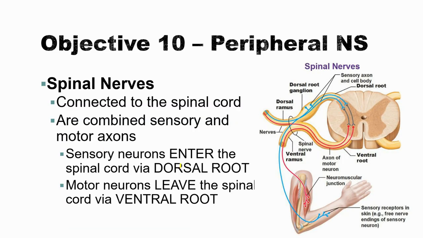All right, and the last thing we're going to cover for Chapter 13 are spinal nerves. So just like the cranial nerves were connected to the brain, the spinal nerves are going to be connected to the spinal cord. Now these are actually mixed, okay? All of your spinal nerves are a combination of both sensory and motor. And the sensory enters through the back of the spinal cord, through the dorsal root, and then the motor neurons leave from the front of the spinal cord through the ventral roots.